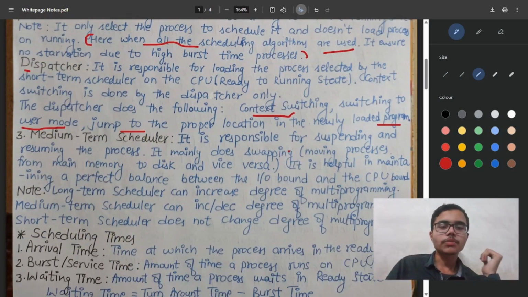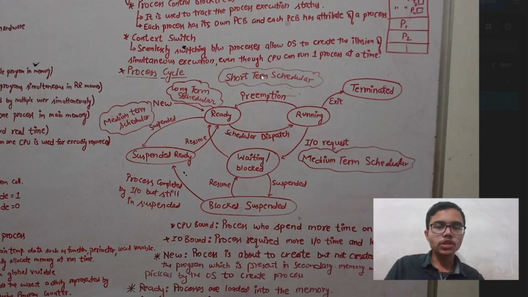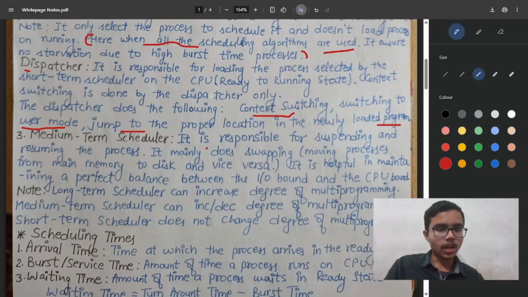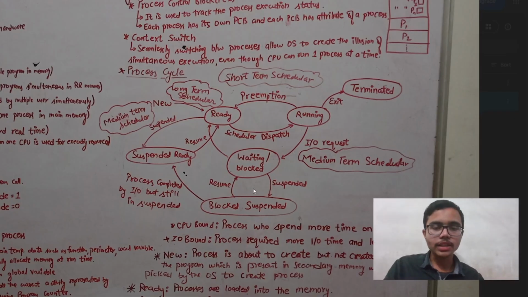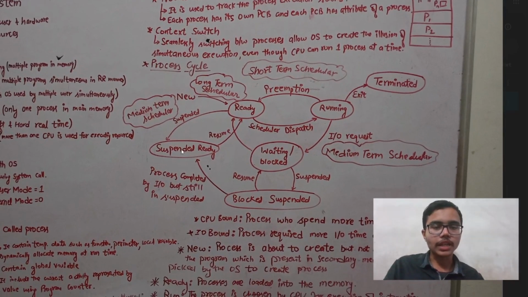Medium-term scheduler: what is the medium-term scheduler, and what is its work? Long-term scheduler, short-term scheduler, and medium-term scheduler come here, and this part is done by the medium-term scheduler. It is responsible for suspending and resuming the process. It is responsible for these parts, suspending or resuming. The suspending part: block suspended.